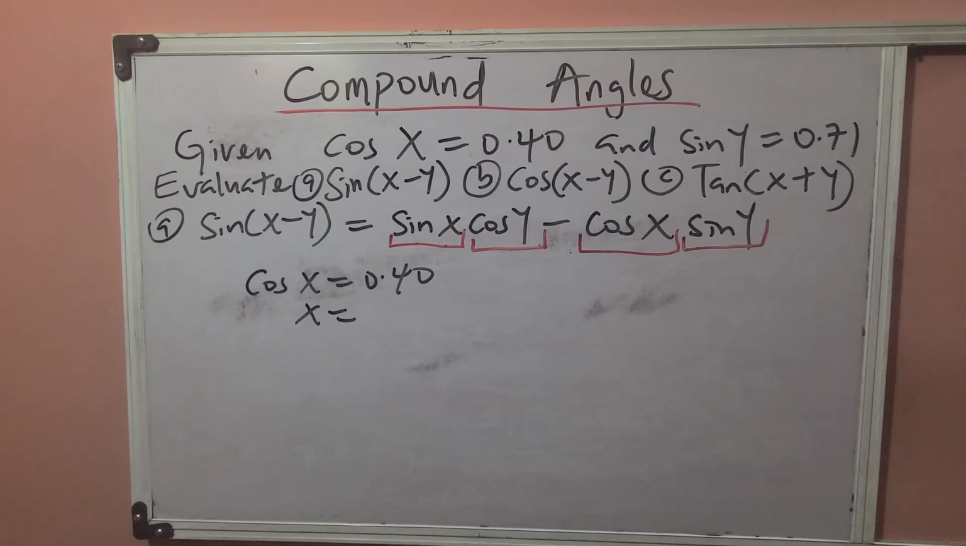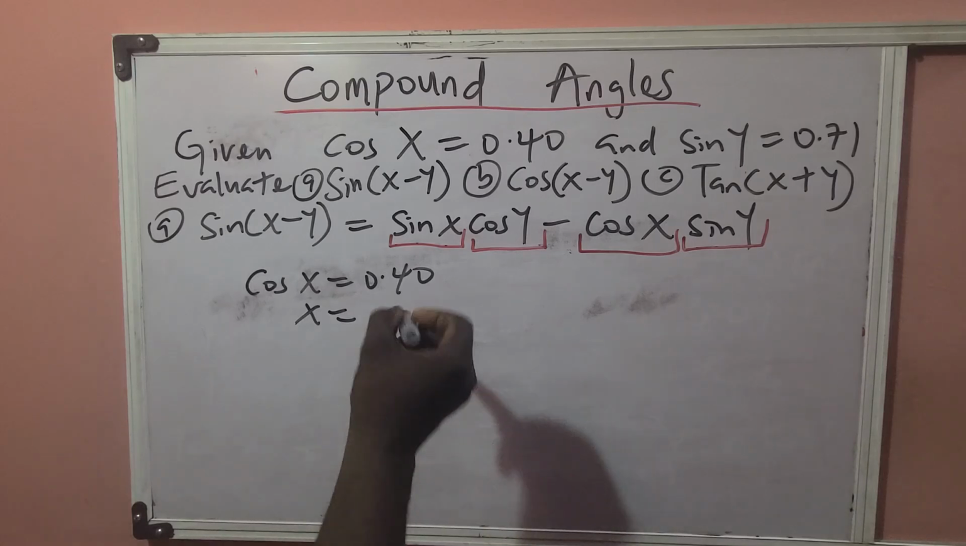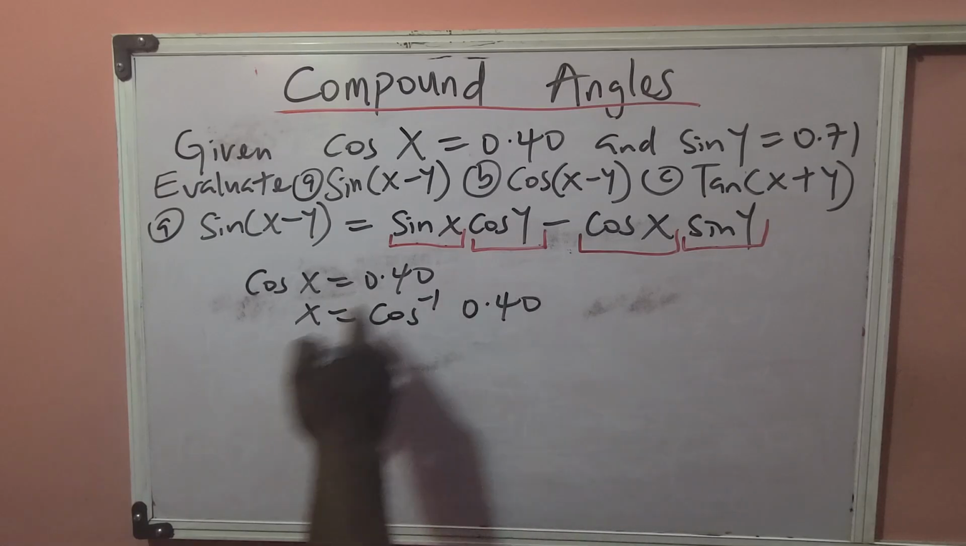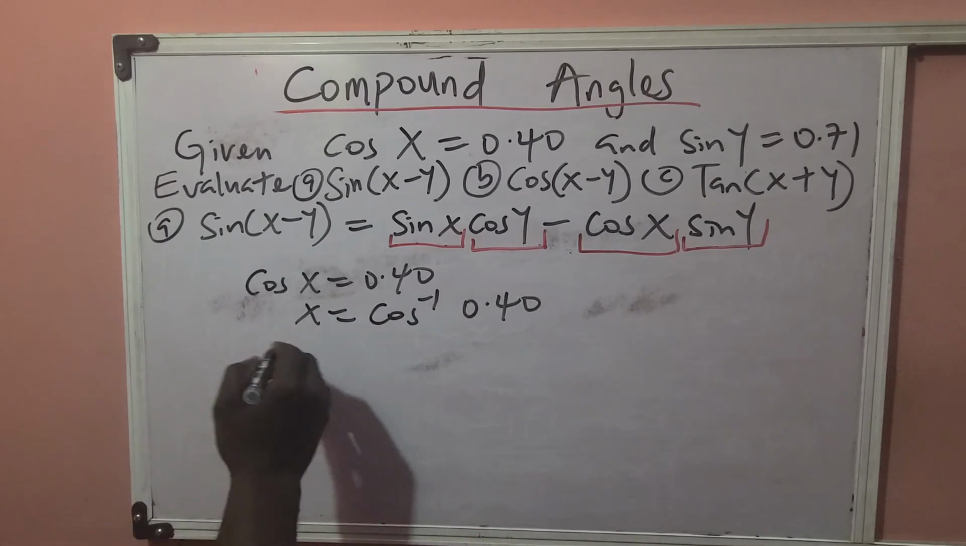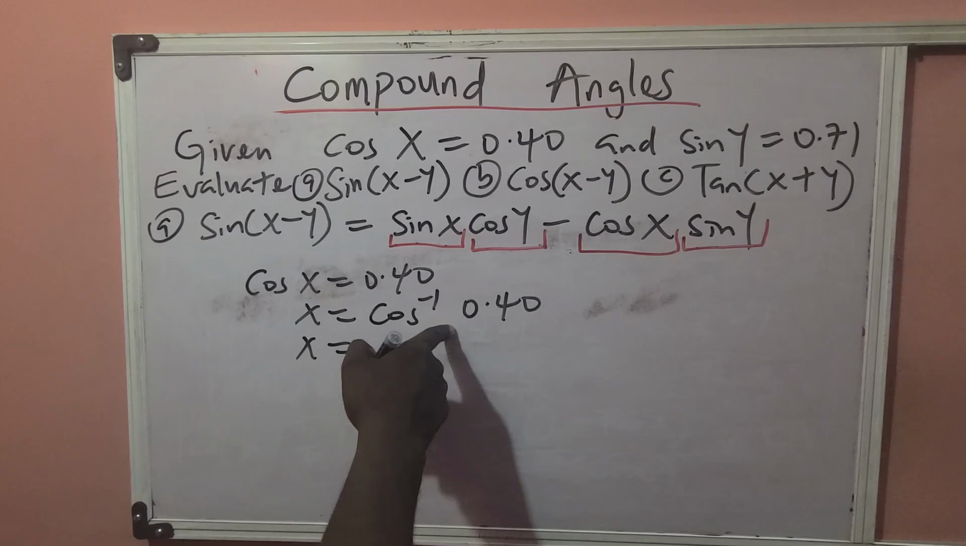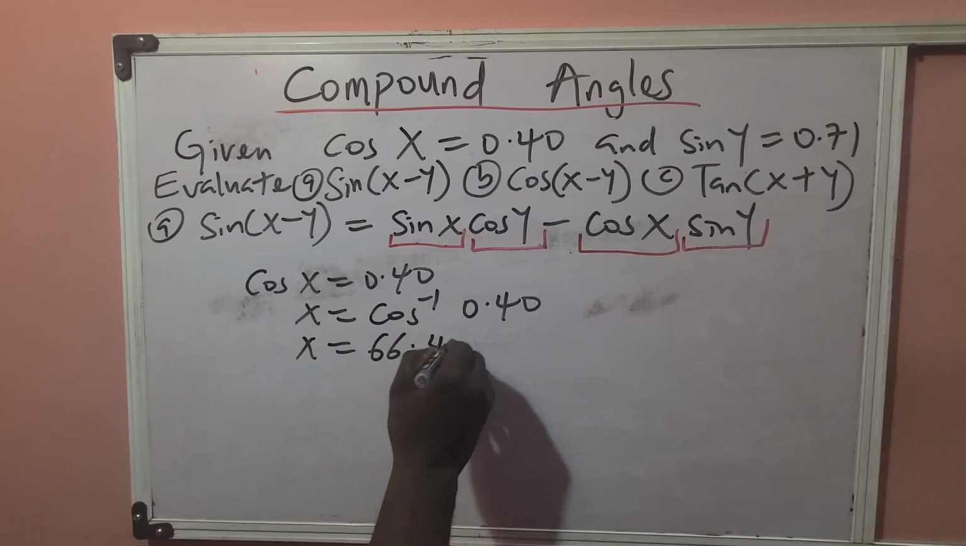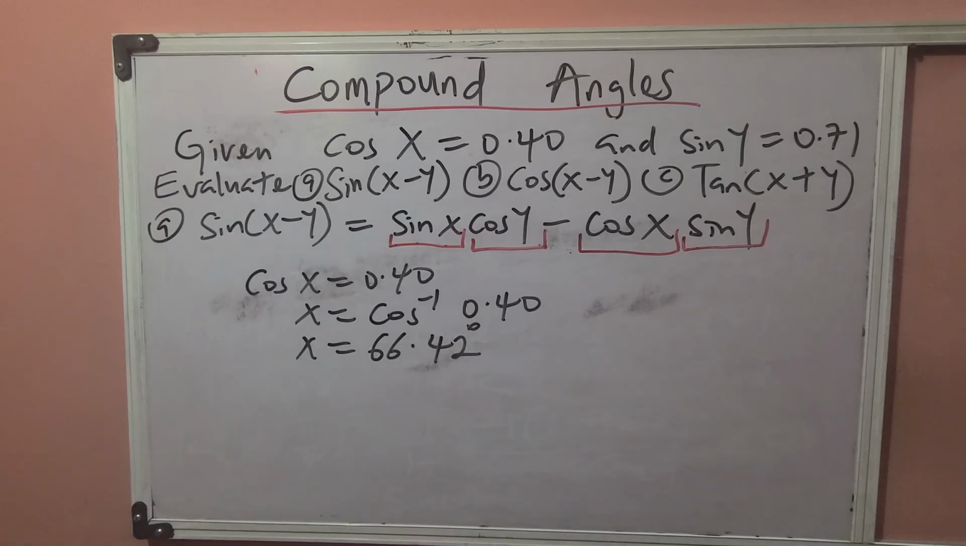So obviously our x value will be the arc cos of 0.40. The arc cos of 0.40 will be my x value. If you press this on your calculator, you will get 66.42 degrees. So we have 66.42 degrees as our x value.